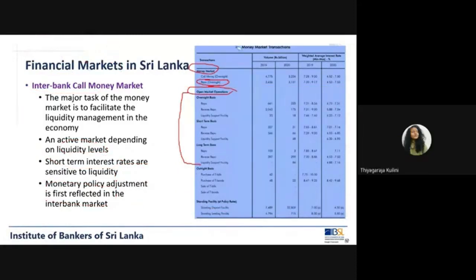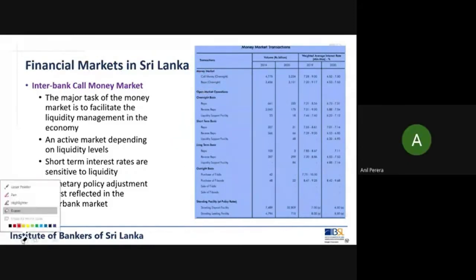Can you repeat the question again? There is a key difference between the repo market and the call market other than these institutions. I told you, in the call market you have only banks. In the repo market you have banks, primary dealers and selected other institutions like EPF. That is one difference. What is the key difference between these two markets, call and repo? Any guess?